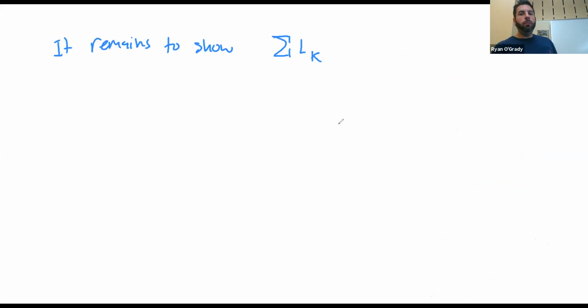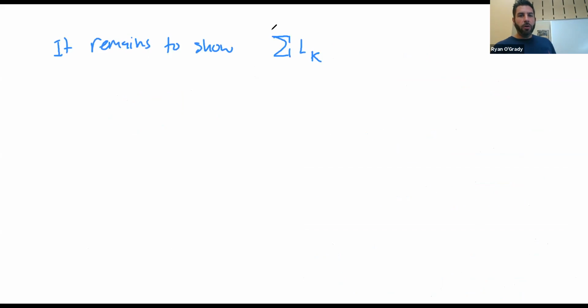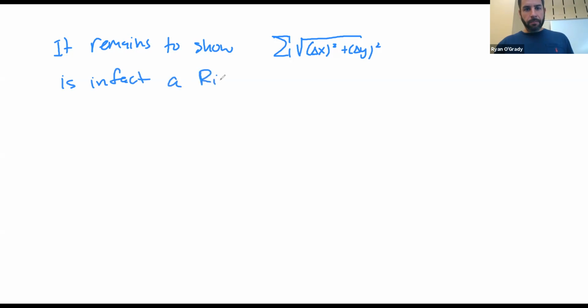Okay, so what it remains to show is, oh, that ain't good. It remains to show that this guy is in fact a Riemann sum. So there's a couple ways to sort of do this.